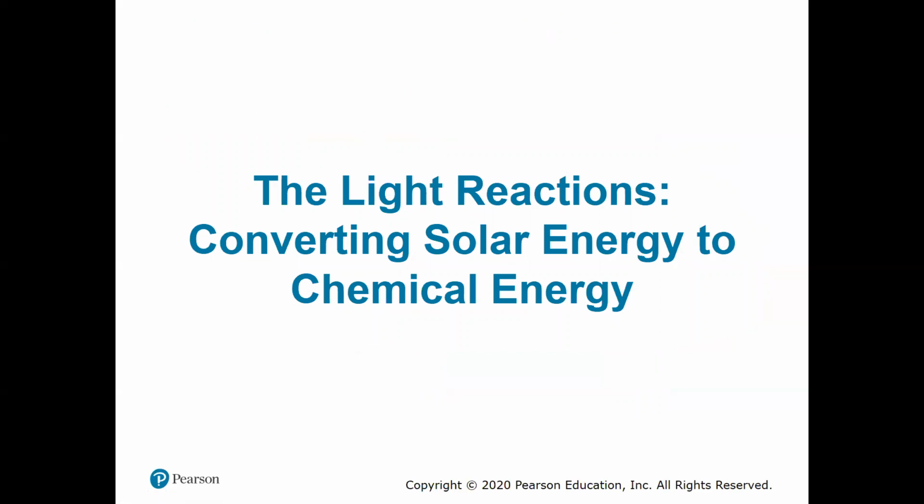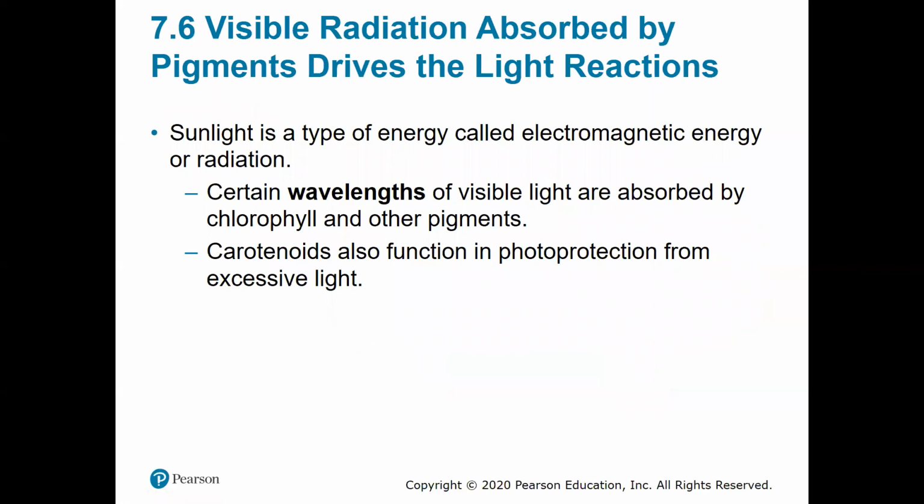So let's talk about the light reactions, converting solar energy into chemical energy. Sunlight is a type of energy called electromagnetic energy or solar radiation. Certain wavelengths of visible light are absorbed by chlorophyll and the other pigments.